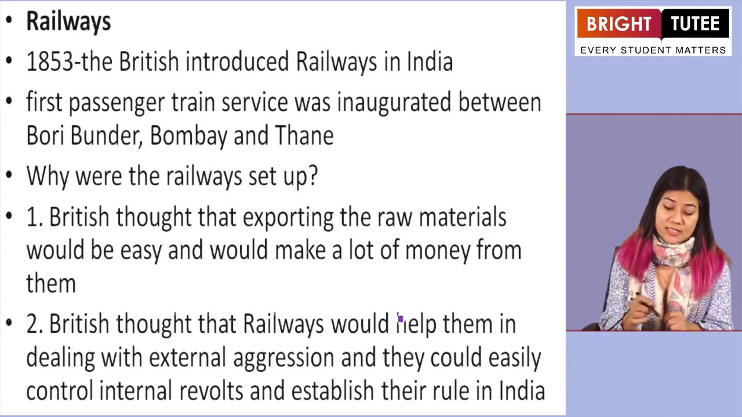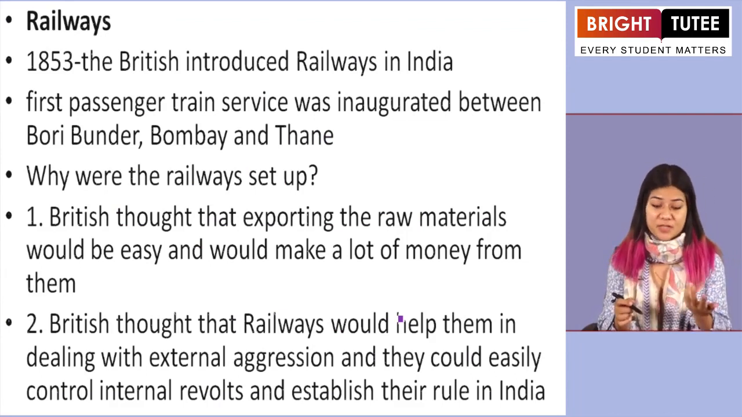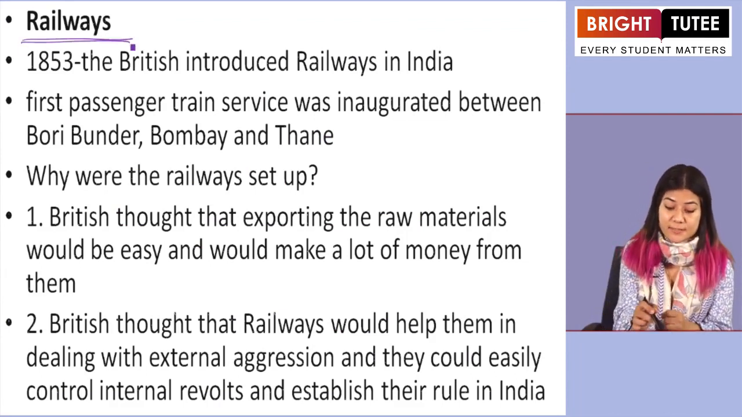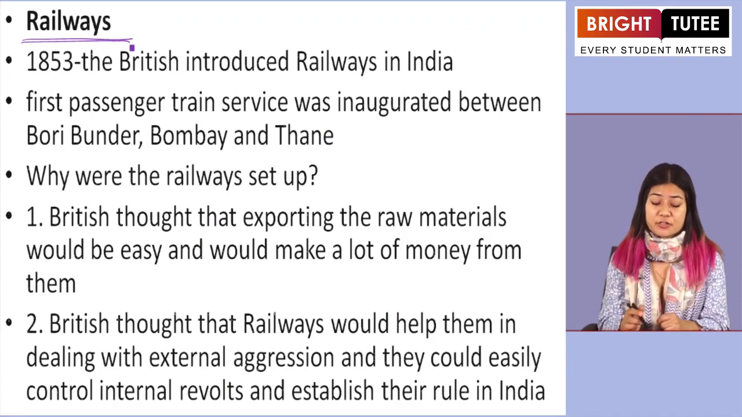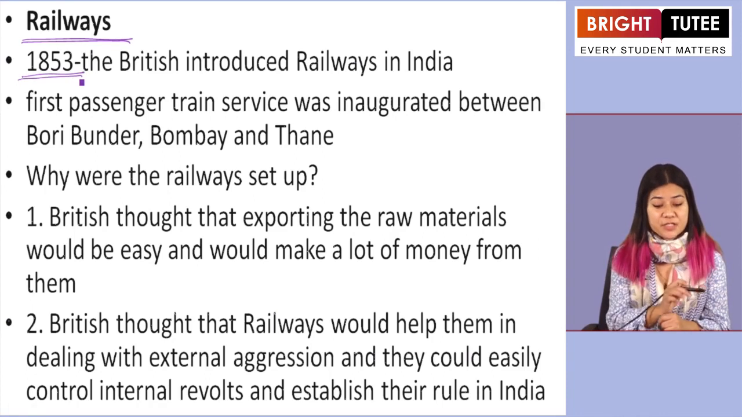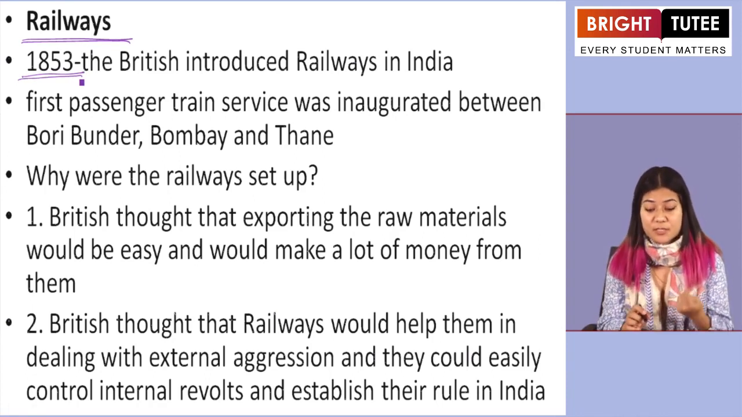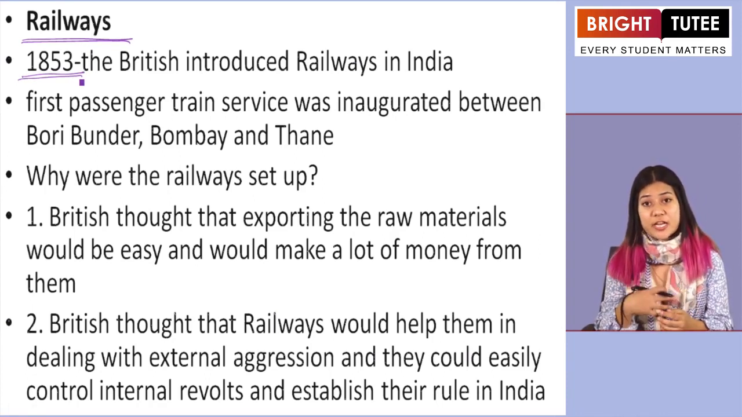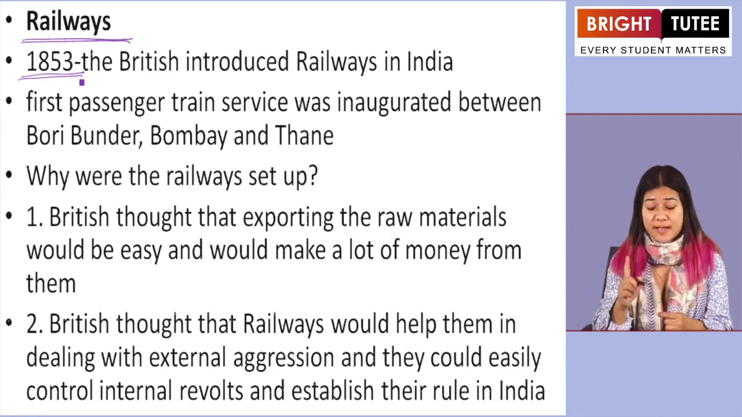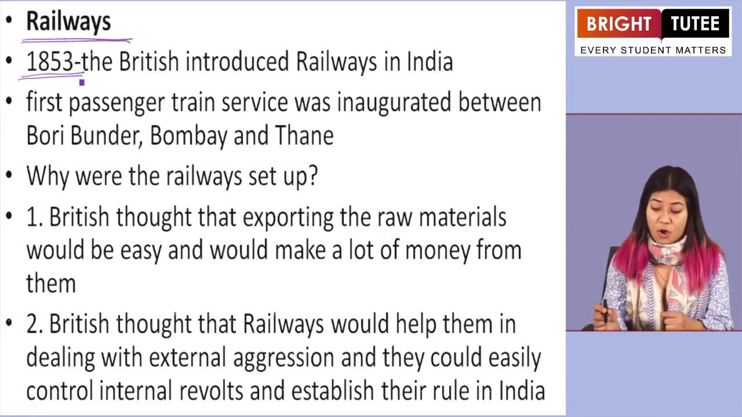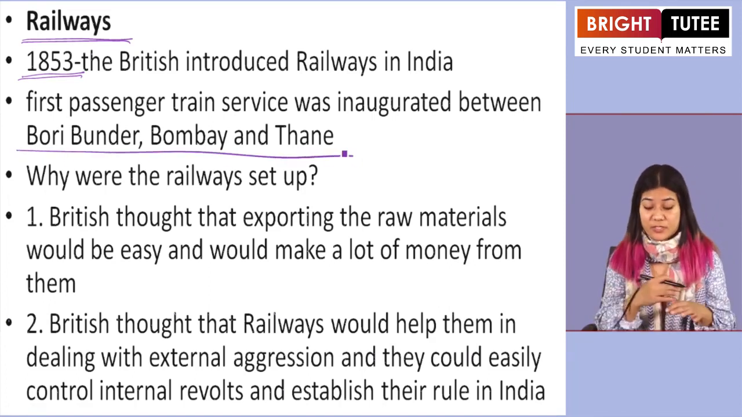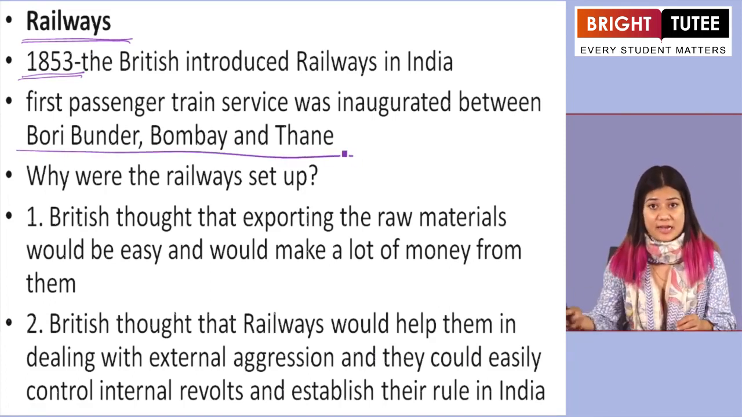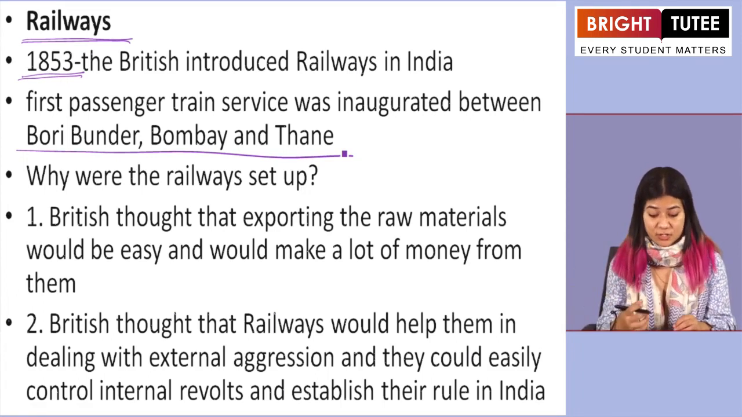Now let's look at another public institution, which is railways. In India, the British government introduced railways in the year 1853. The first passenger train, the train which carried passengers, was inaugurated between Boribundar, Bombay and Thana. This was the line where the train ran, and this train carried passengers, people.